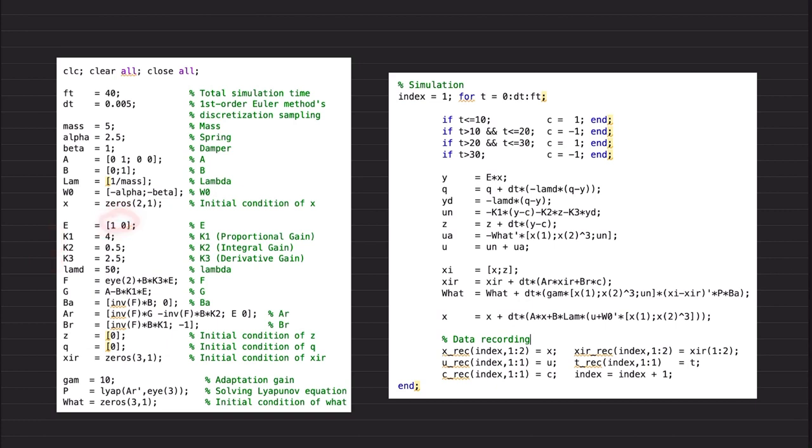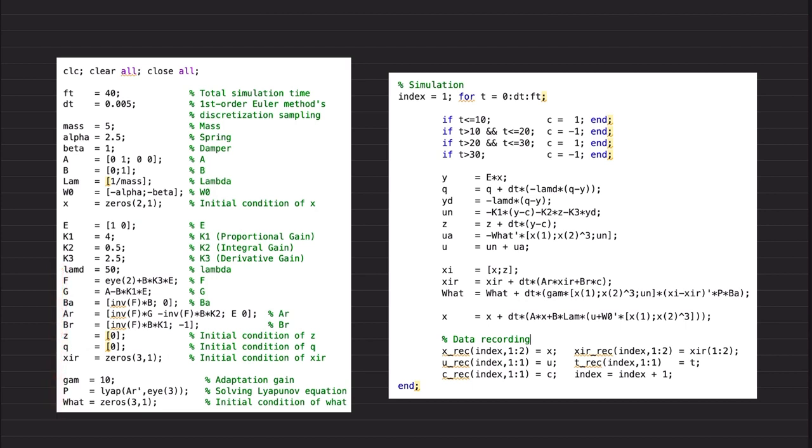This is E. This lambda is different than that lambda. This lambda here, the second one, is the filter constant when you obtain YD, the filtered derivative of Y. So please don't get yourself confused. And the remaining is F, G, B, A, R, B, R that you are going to need for the code.